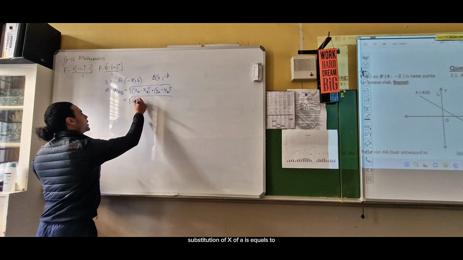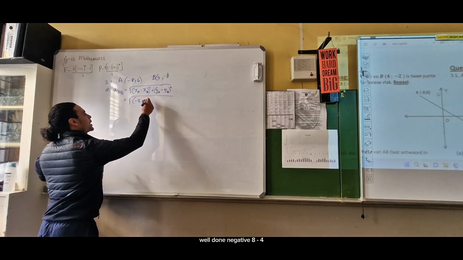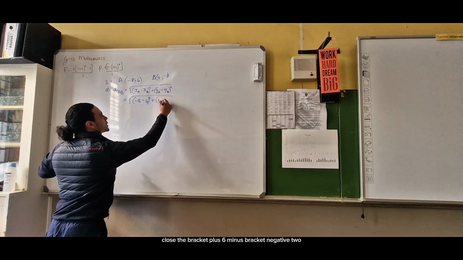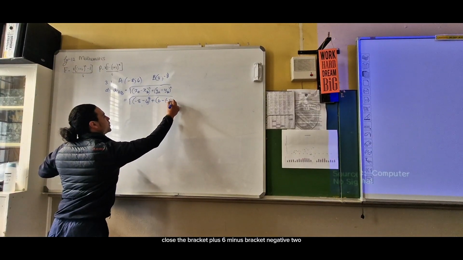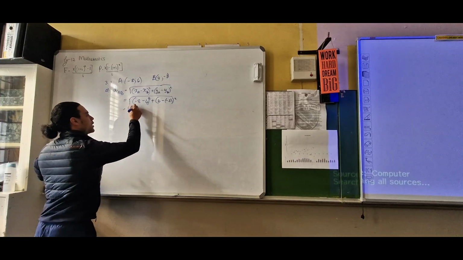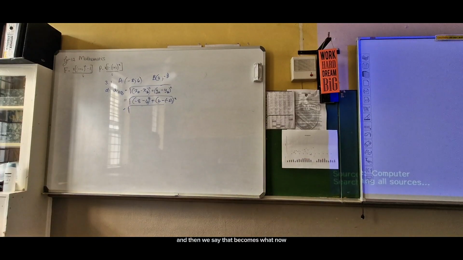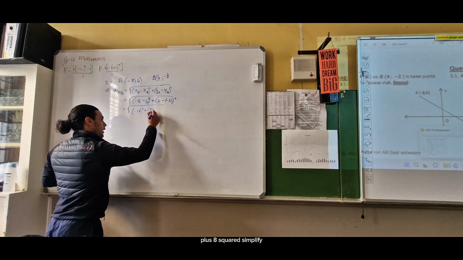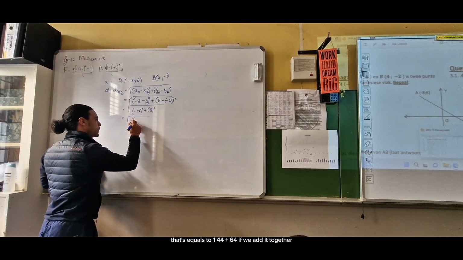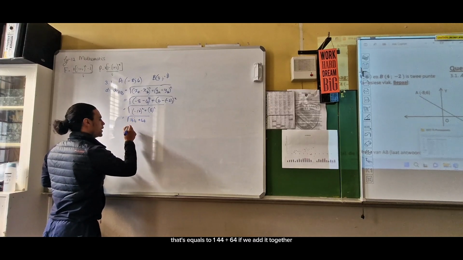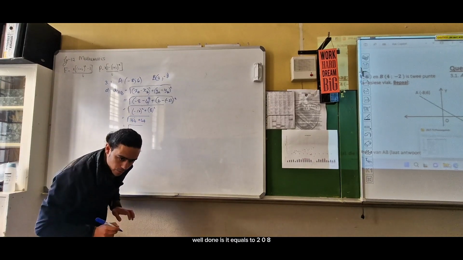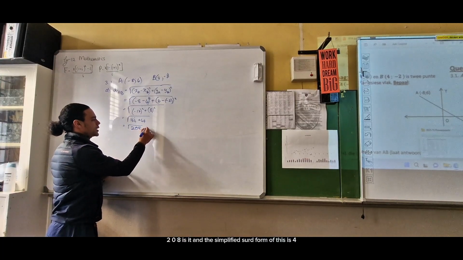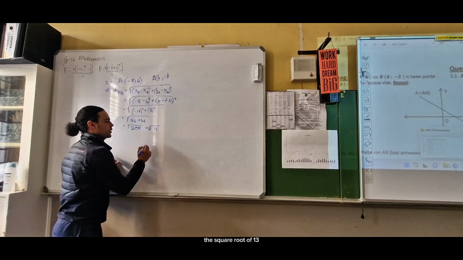Substitution of x of A is equal to, well done, -8 minus 4, close the bracket, plus 6 minus bracket -2, close bracket, square, and then we say that becomes what now? -12 squared. Plus 8 squared, simplified, that's equal to 144 plus 64. If we add it together, well done, is equal to 208. And the simplified surd form of this is 4 square root of 13.